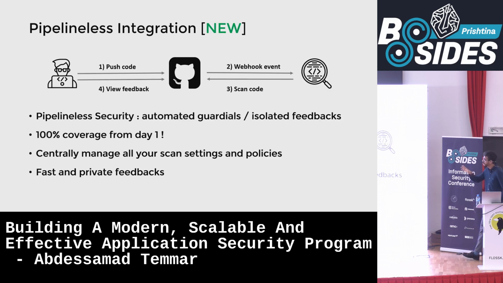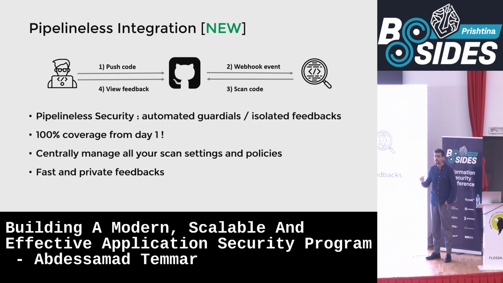And that's why we have a new approach which is called pipelineless integration. Pipelineless security is very simple. The idea here is to configure tools that will watch events from your SCM tool. And whenever, for example, you have new code that has been merged to your Git repo, this will automatically trigger scans somewhere that will verify your code instead of doing this directly in the CI, and then it will provide isolated feedback directly to the person who did the change. This kind of approach can be used to achieve 100% coverage from day one.